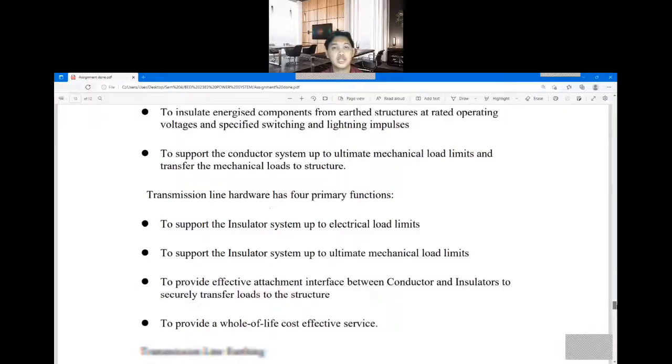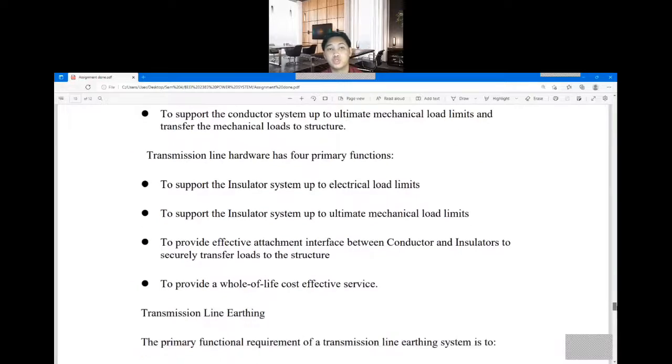And the transmission line hardware has four primary functions, which are to support insulator system up to electrical limits, to support insulator up to ultimate mechanical load limits, provide effective attachment interface between conductor and insulator, and lastly to provide a whole life cost effective service. So these are the four primary functions for transmission line hardware. And next we go to transmission line earthing.